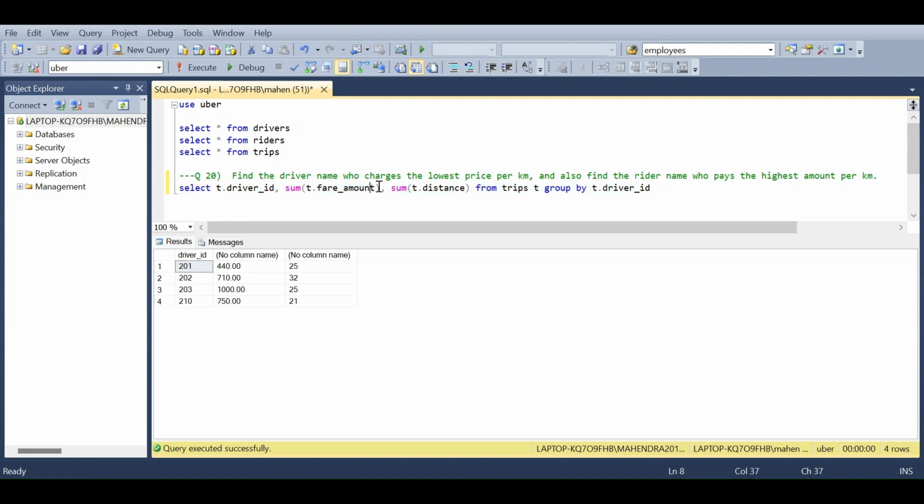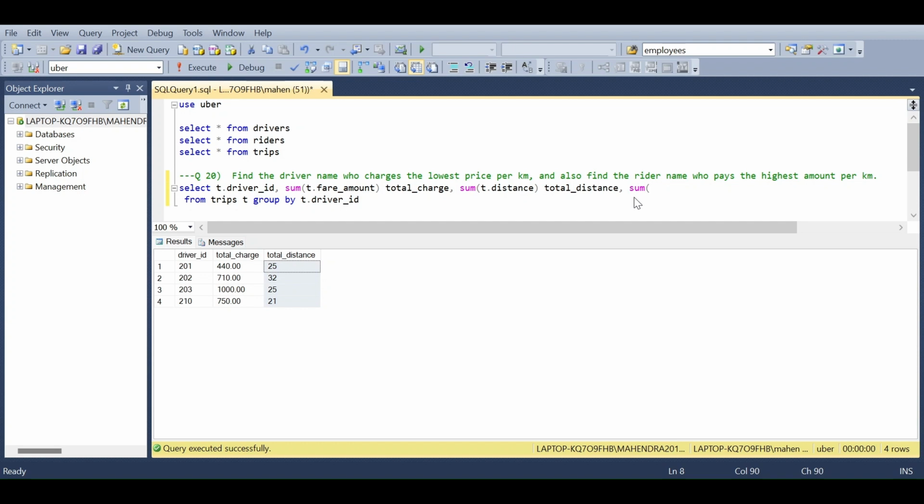Now we will assign these values aliases: this one as total charge, and this one as total distance. Now if you see, for each driver ID, this is the total charge charged by that driver, and this is the total distance driven by each driver. Now we need to find the charge for each kilometer. To find that, we have to divide the total charge by the total distance. Now we will find that value also.